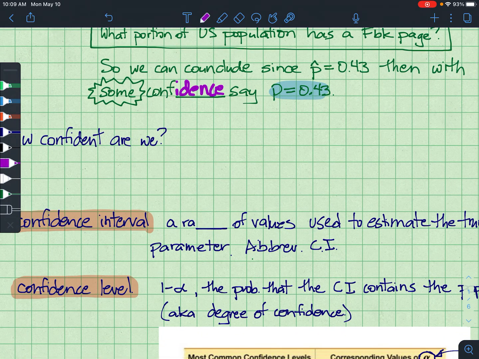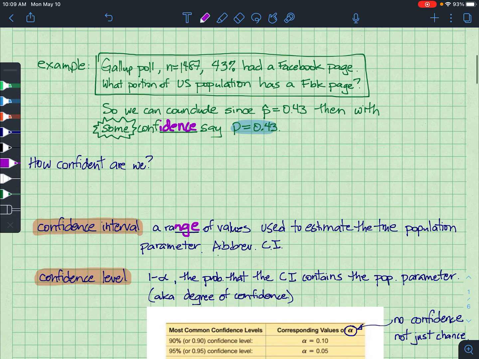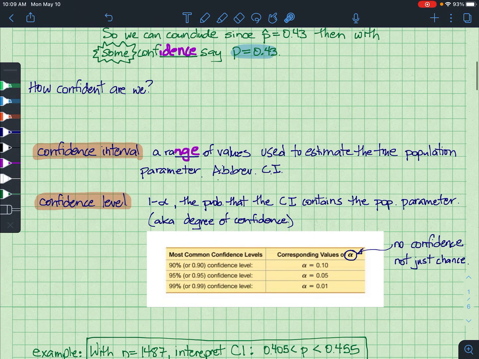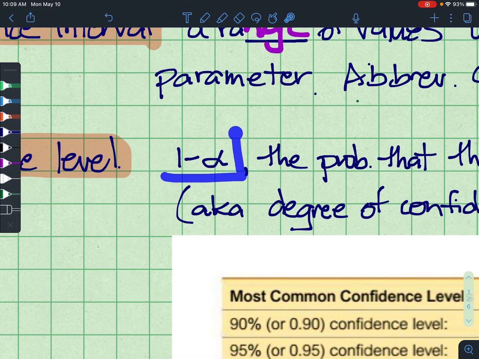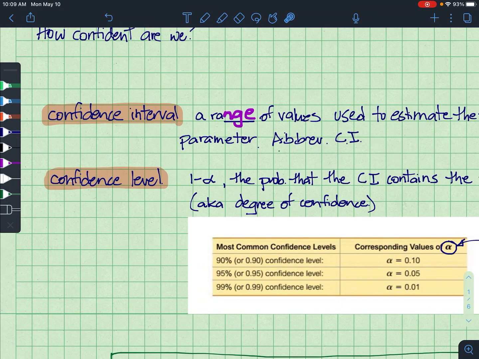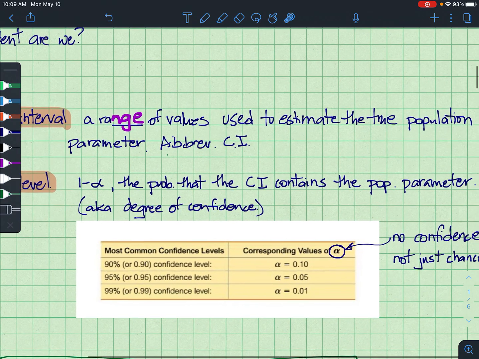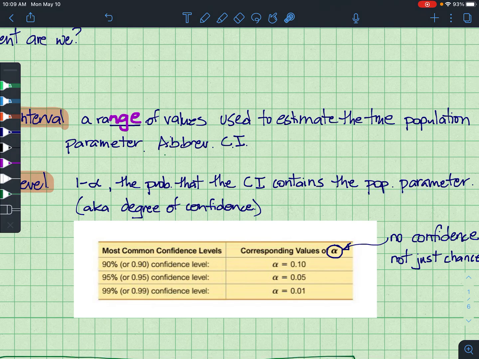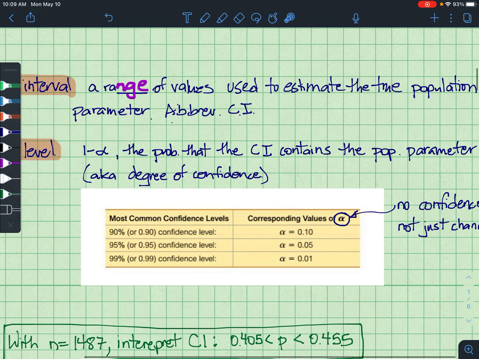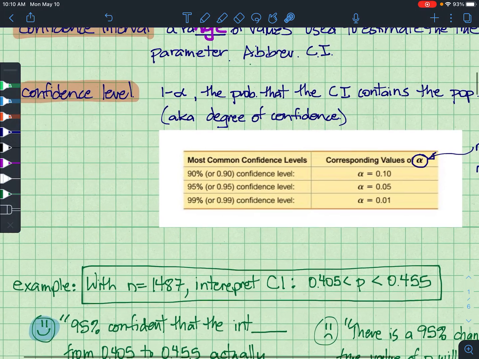We're going to talk about a phrase known as the confidence interval, and that refers to a range of values that's used to estimate the true population parameter. I will abbreviate the confidence interval with CI, capitals. How do you find the confidence level? You are going to take 1 minus alpha, and this represents the probability that your confidence interval contains the population parameter. It'll become more apparent what that means, aka the degree of confidence. Now keep in mind, if you have a 90% confidence level, that means your alpha is 10%. That means there's 10% where there is no confidence. It's not just chance.